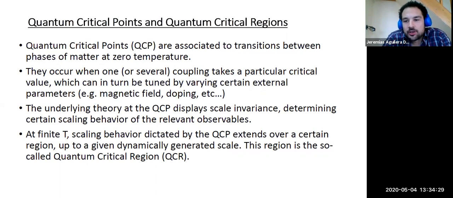So a critical point essentially occurs at the transition between two phases of matter at 0 temperature. And it generically occurs when some relevant coupling takes a particular value, a critical value, let's say. And these couplings are usually tuned by varying certain external parameters, let's say magnetic fields, which is pretty common, or doping, etc.